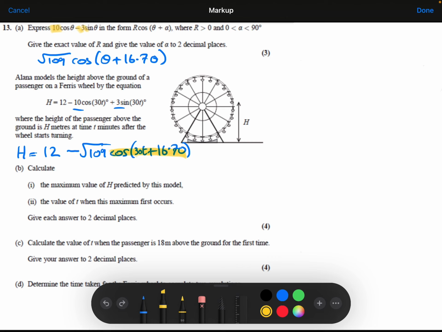So cos, let's think about that. In fact, just to help me out, I'm going to draw a cos graph, just to help me out and to help me explain this.